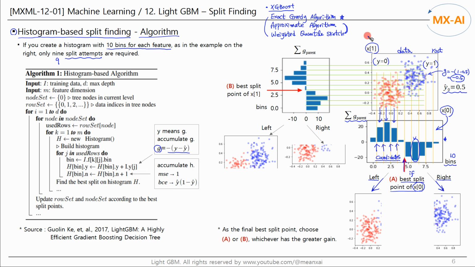This time we create a histogram for feature x1. Set the number of bins to 10, the same as for feature 0. The sum of the g of the data points in this bin is this much. There are 9 candidates in this case as well. We use these candidates to split the root node and find the best split point among them with the largest gain. If this point is the best, the root node will be split into the left and right nodes like this. Among A and B, the one with the greater gain is selected as the final best split point.